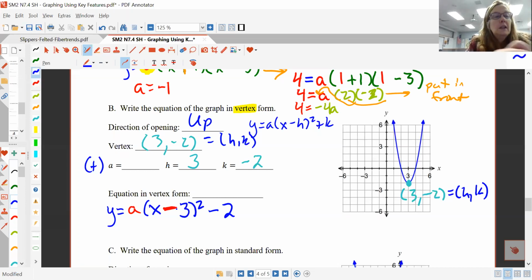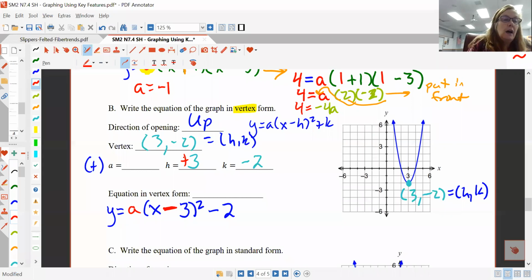So +3 up here, -3 in the equation. Again, anything inside parentheses is opposite. So wherever you put it, you pull it out, it becomes opposite. You put it in, it becomes opposite, okay? Same idea as last time, you need one more point.